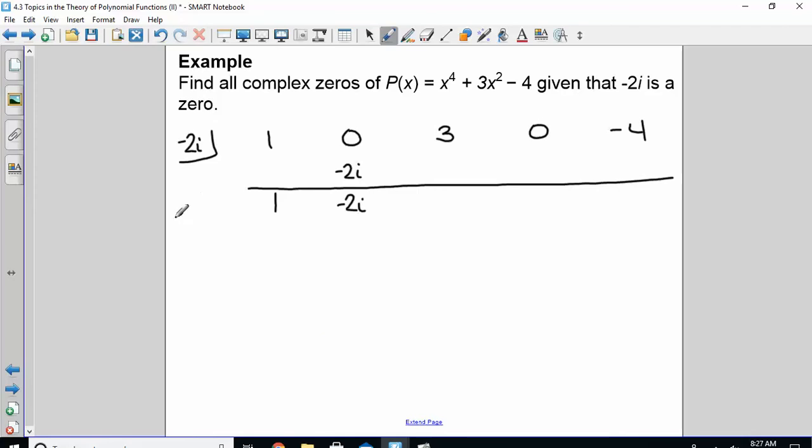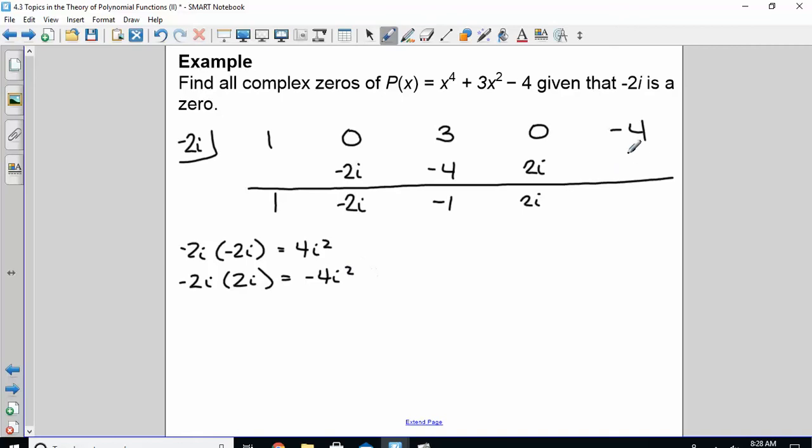Then we multiply. -2i times the -2i makes positive 4i squared, which is -4. 3 plus -4 is -1. -1 times -2i is 2i. 0 plus 2i is 2i. Multiply, -2i times the positive 2i is -4i squared, which is 4, and we add those and we get 0.